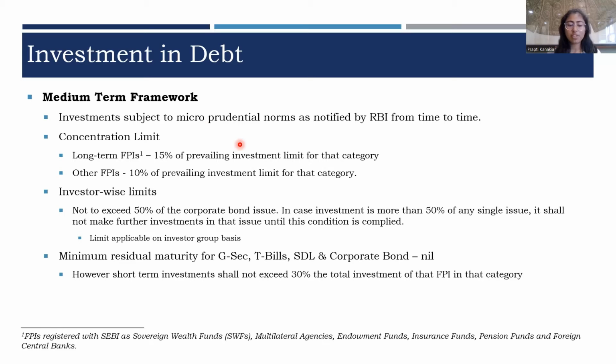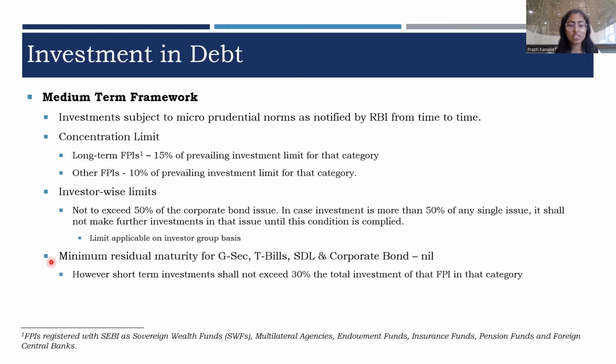In the medium-term framework, there are certain conditions given through which FPIs can invest in debt instruments. Under the medium-term framework, the instruments are classified into government security, including treasury bills, then state development loans, and corporate bond. Here, there is one condition of a concentration limit. That is how much maximum FPIs can invest in one particular category, that is, government securities, state development loan, and corporate bond.